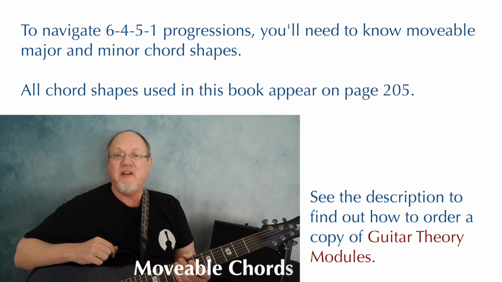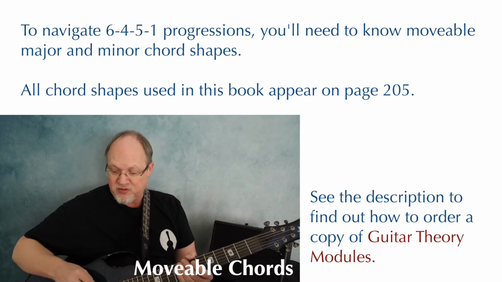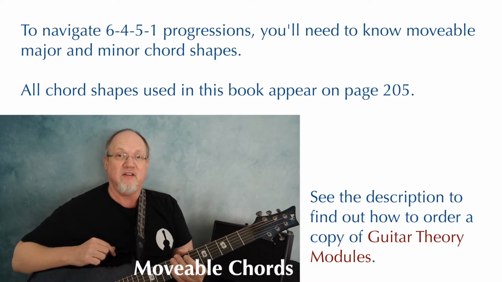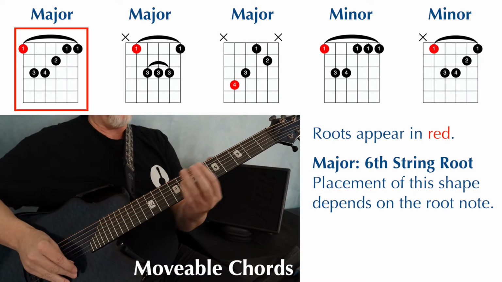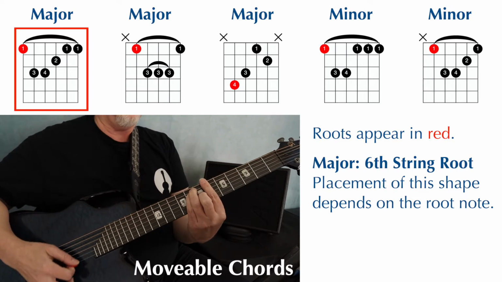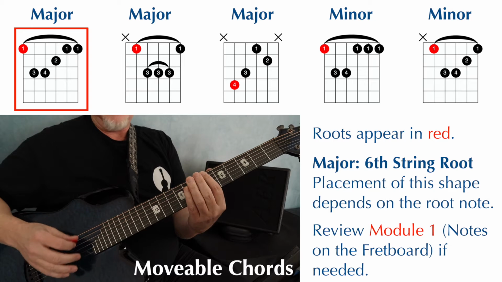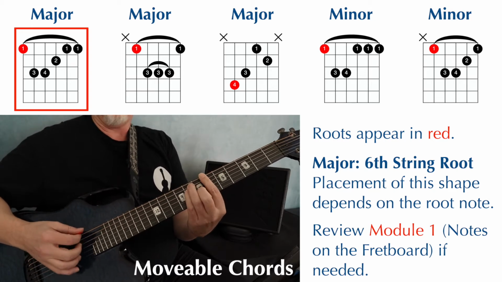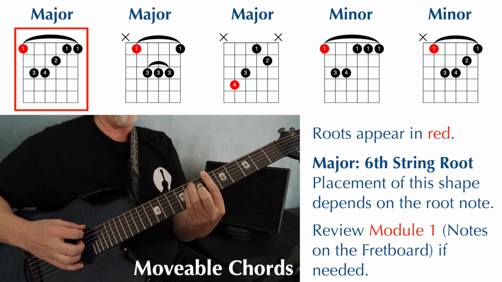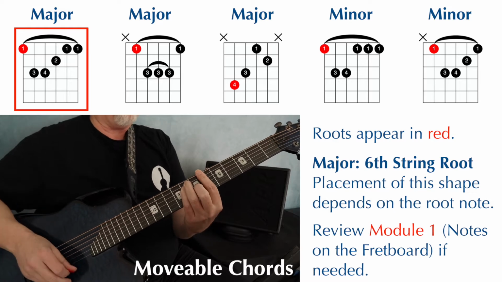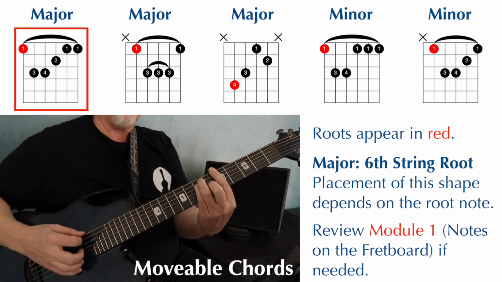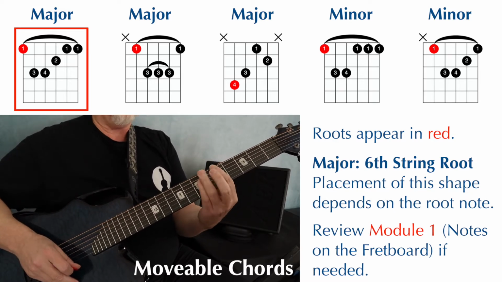For this lesson, you need to know how to play some movable major and minor chord shapes with roots on the 5th and 6th strings. This is the 6th string major shape I'm going to be playing. That happens to be a B flat major because I'm placing the root of that shape on the B flat, string 6, fret 6. If I were to move it down one fret, it would be an A major because my root would be on the A.